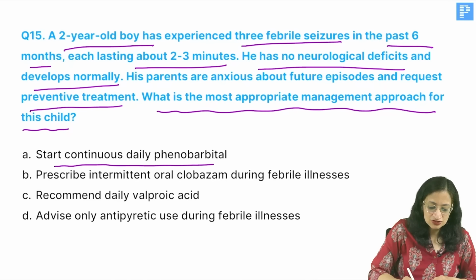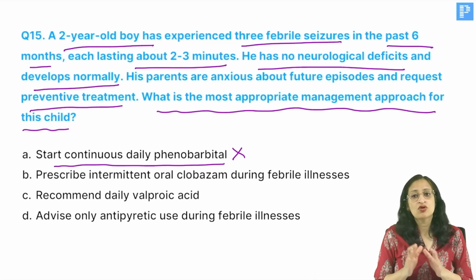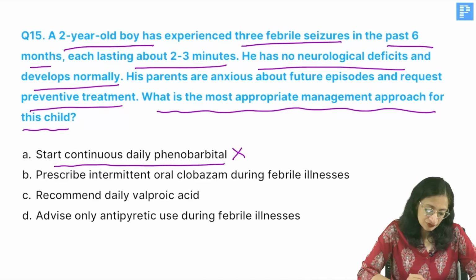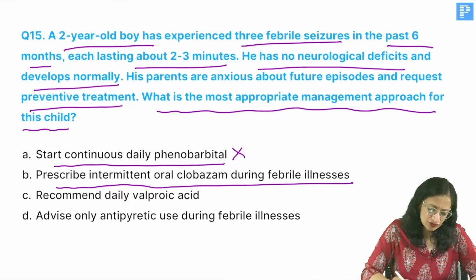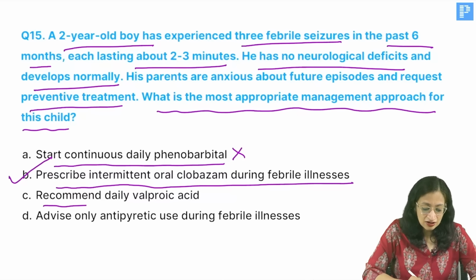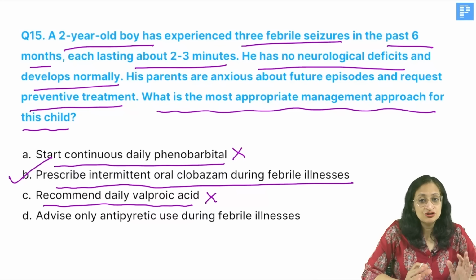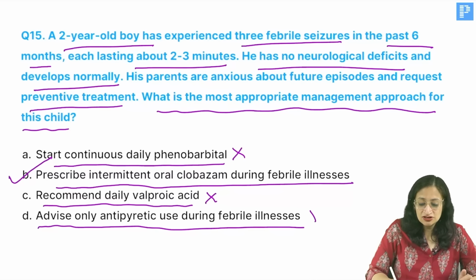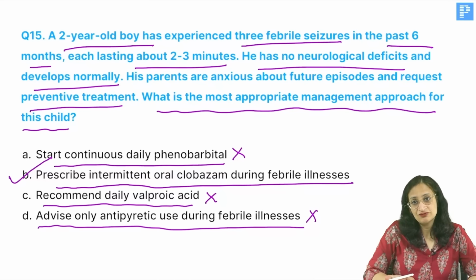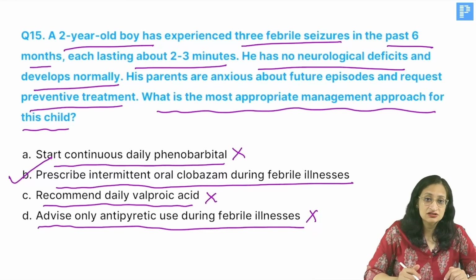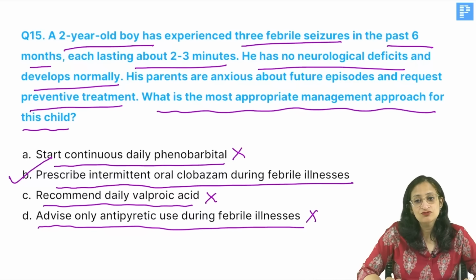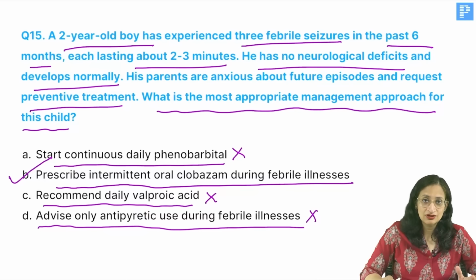So, start continuous daily phenobarbital. No, we said long-term antiepileptics are not required in simple febrile seizures. Prescribe intermittent oral clobazam during febrile illness is correct. Recommend daily valproic acid. No, valproic acid may be given in complex febrile seizures. Advise only antipyretic use during febrile illness. So remember we said paracetamol will just make the child comfortable. It will not decrease the risk of recurrences. So intermittent clobazam prophylaxis will decrease the risk of recurrence of febrile seizures. So we can use that. Okay.